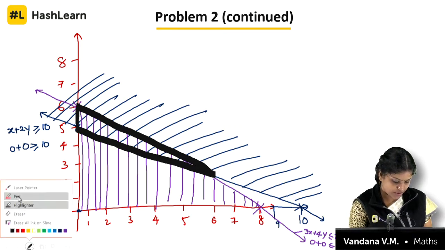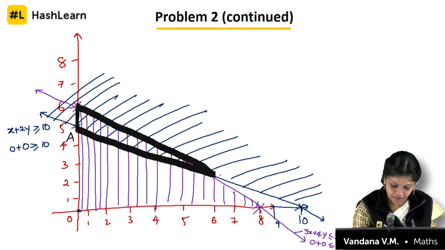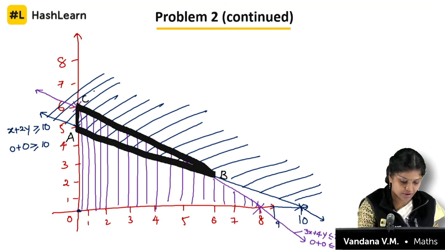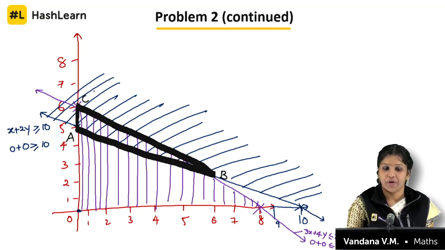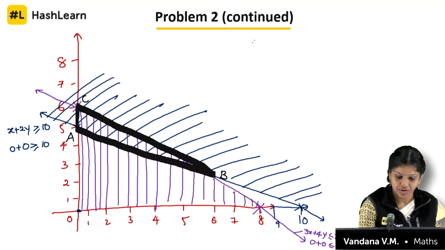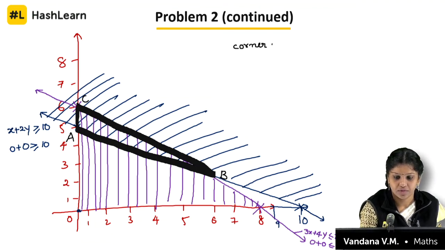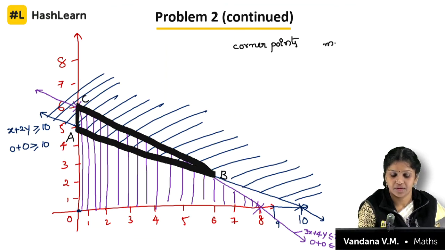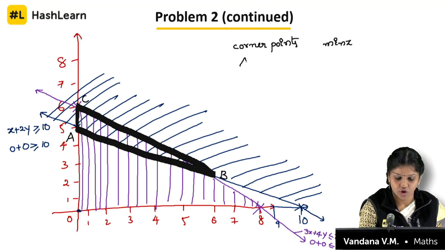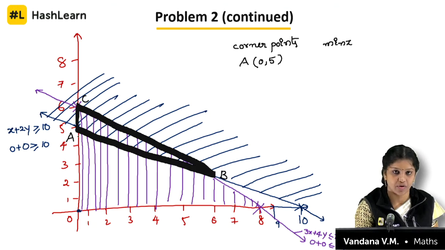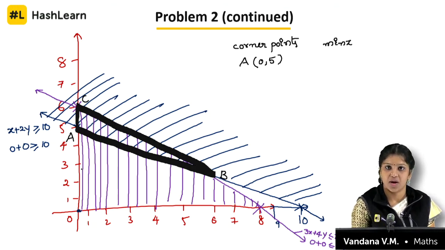Now, plot the points A, B, C. Only 3 corner points. Substitute these points in the given equation, the minimum of z. The first corner point A, I can clearly make out, is on the y axis. So it is 0 comma 5.